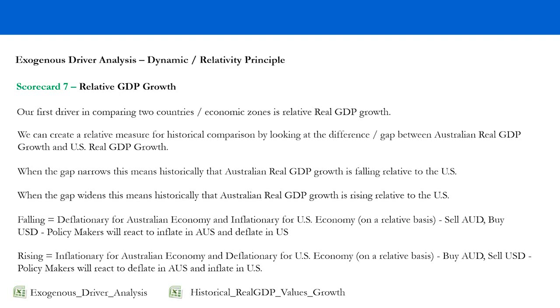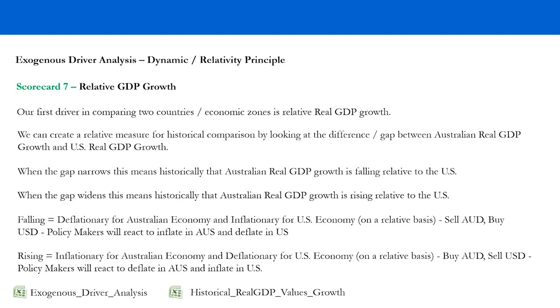So we create a relative measure for the historical comparison by looking at the difference or gap between Australian real GDP growth and US real GDP growth. And when the gap narrows, this means historically that Australian real GDP growth is falling relative to the US. When the gap widens, this means historically that Australian real GDP growth is rising relative to the United States.